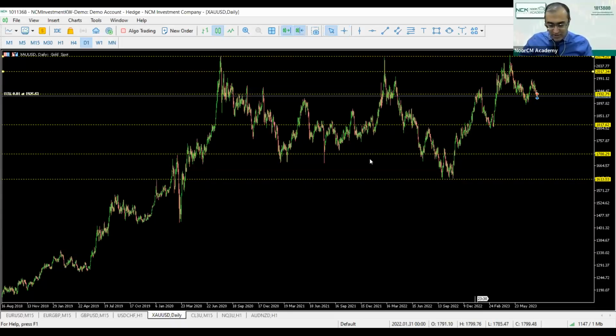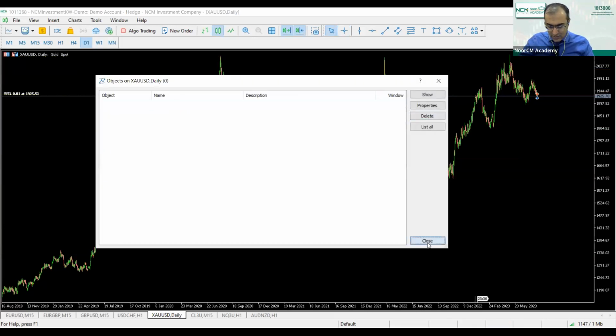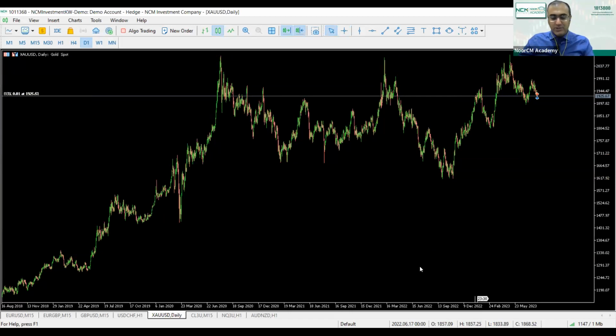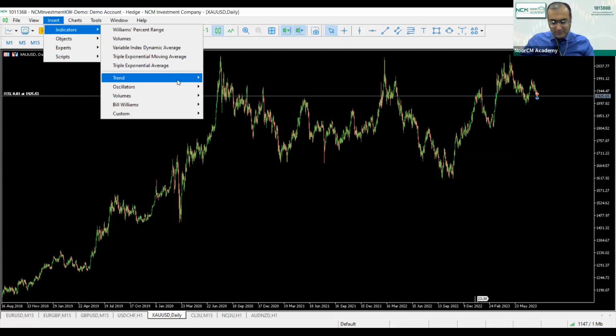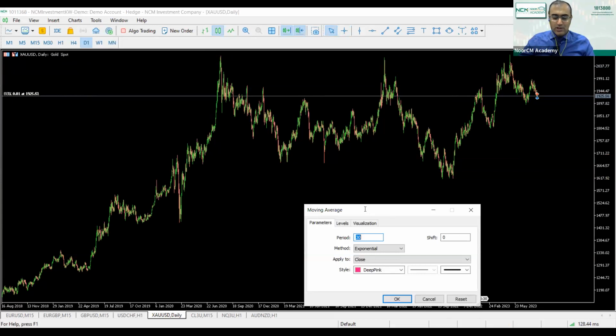Here, let's clean the chart. Control B. I select everything and I just delete. Control B. Excuse me. Insert indicators, trend. Insert indicators and trend. Then you select something called moving average. This is called a moving average.